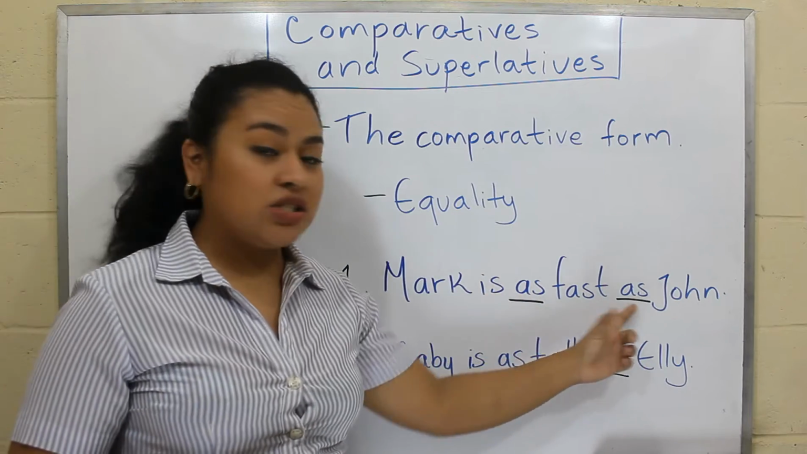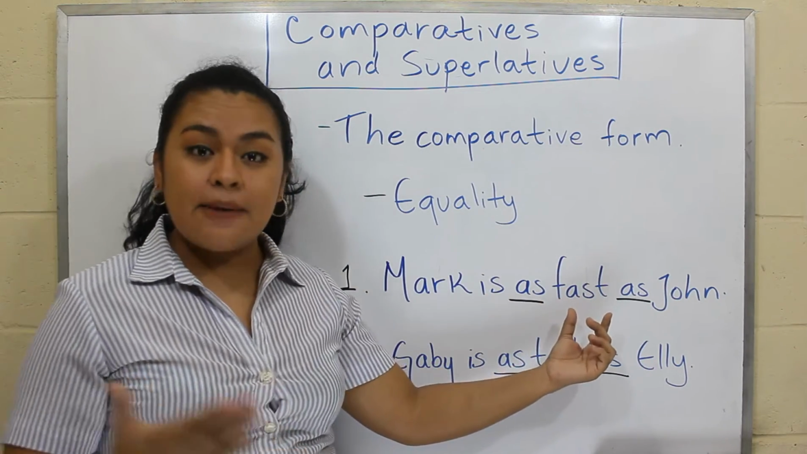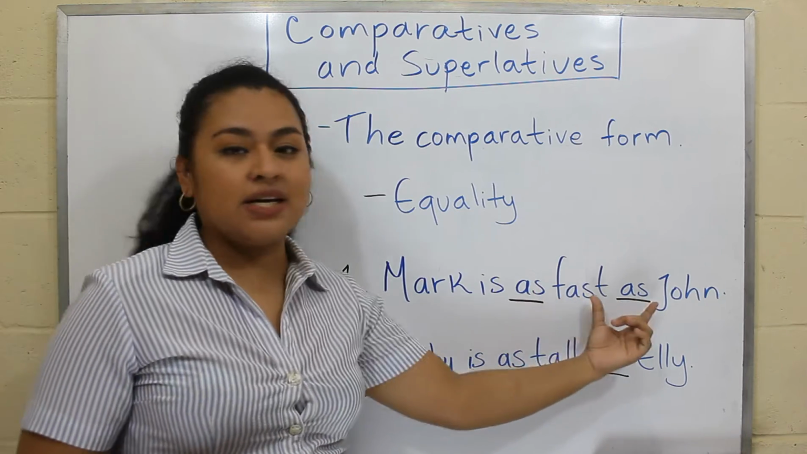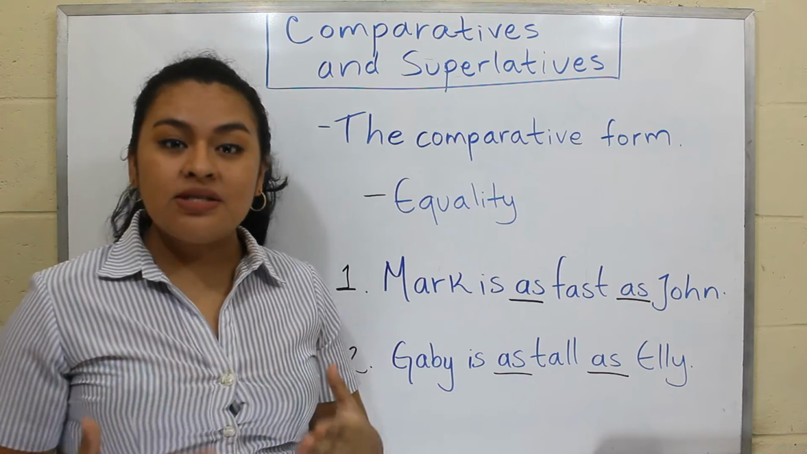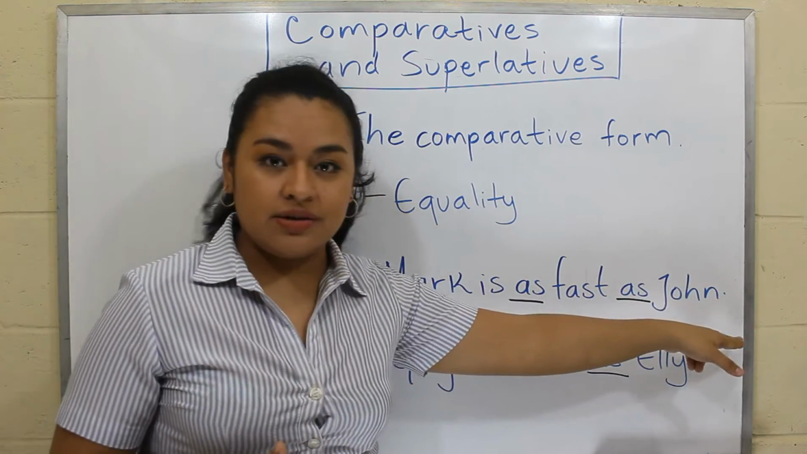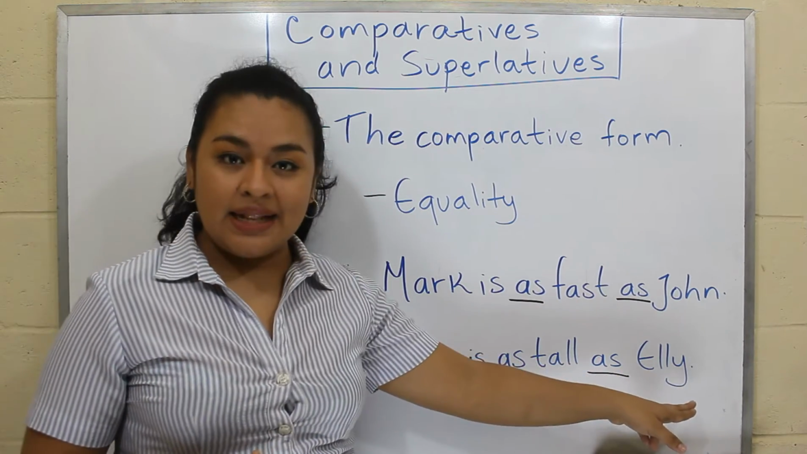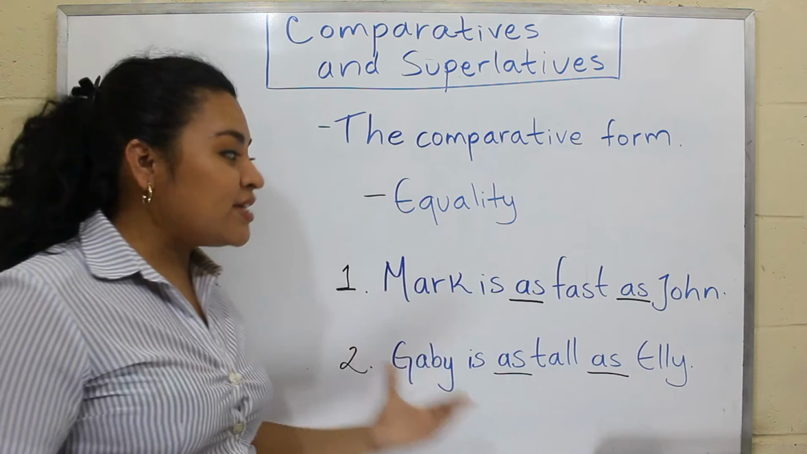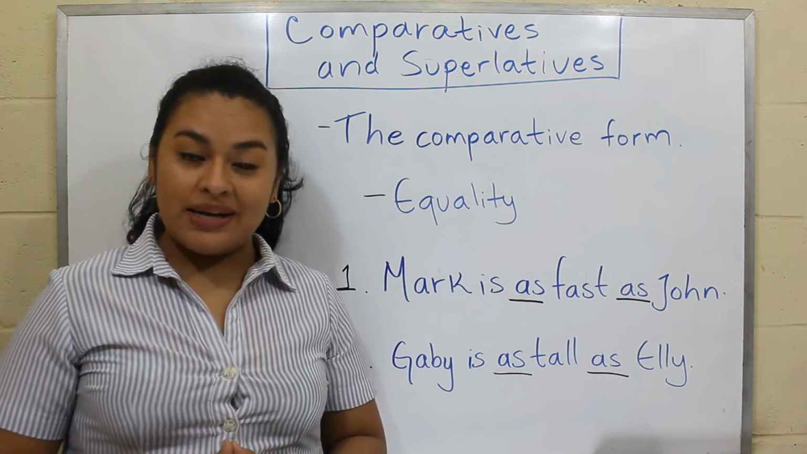Here we have the conjunctions. And also we have the adjective in the positive form between the conjunctions. So with these two examples, we mean to say that Mark is at the same level as John. And Gabby is also at the same level as Ellie. So this is the structure we must follow when making comparisons of equality.